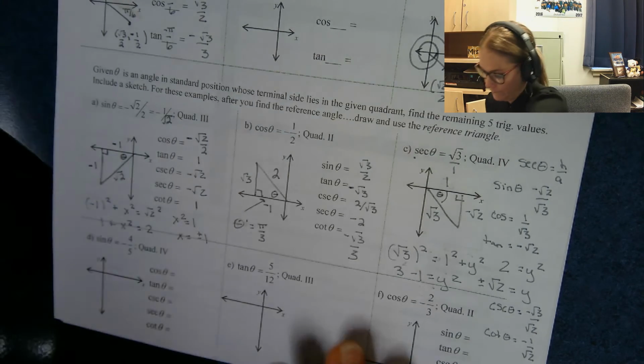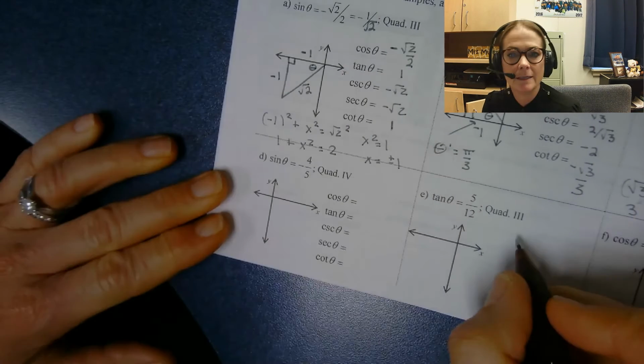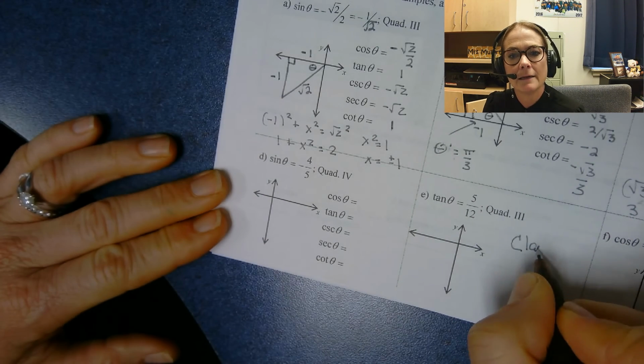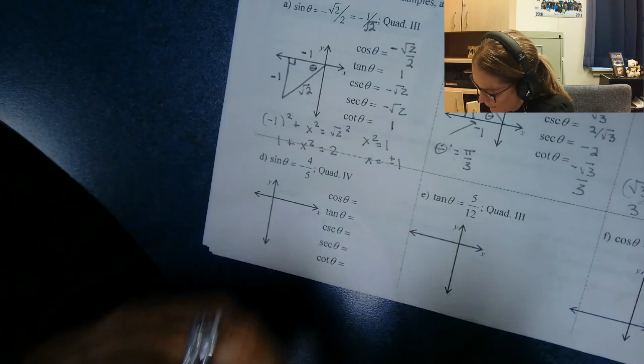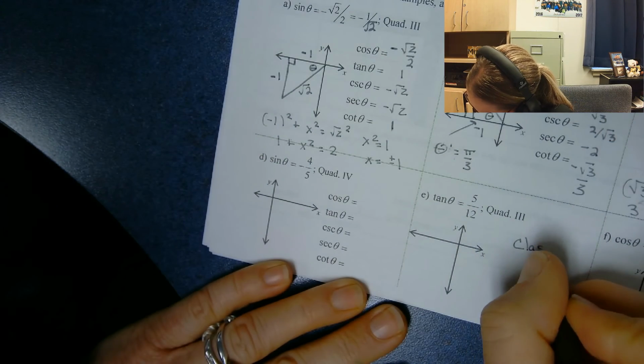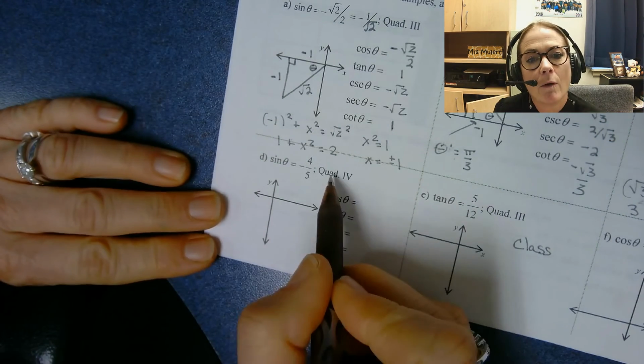Okay, let's go. We did this one in class. Let's go to the next one. Sorry, I tried to write by looking at my screen. That was not too great. Did that one in class. Here we go, quad 4.